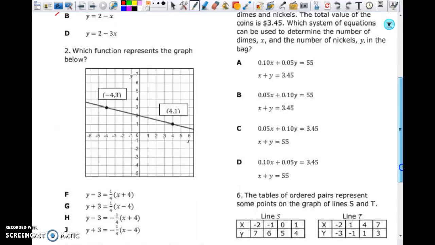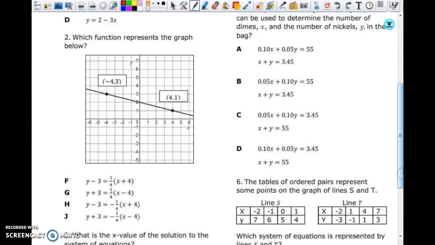Number 2, which function represents the graph below? So again, this time they gave me the graph of a line, and I've got to figure out which equation this is. There's a couple of ways you can do this, guys. You can put each one in and match the graph, see which one matches.